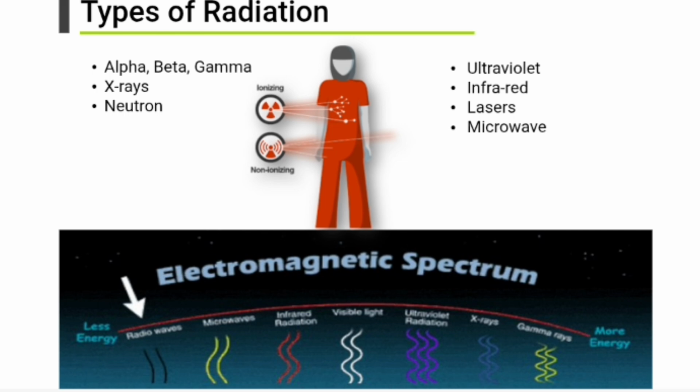Ultraviolet radiation, emitted by the sun, can cause skin damage and is commonly associated with tanning beds. Infrared radiation, experienced as heat, is emitted by warm objects and is essential in various technologies. Lasers produce coherent and focused light beams, with applications ranging from medical procedures to communication. Microwaves, used in household appliances, are a form of non-ionizing radiation with lower energy than visible light. Understanding these diverse types of radiation is crucial for assessing their distinct effects and implementing appropriate safety measures.